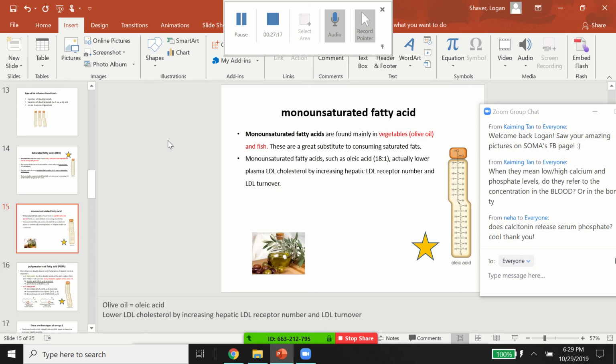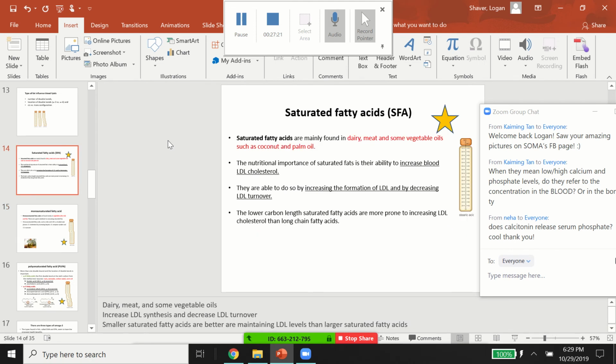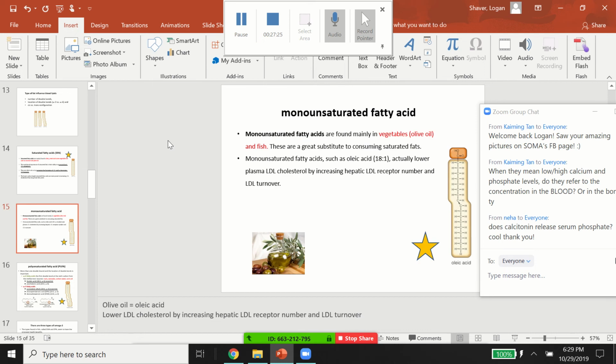So, monounsaturated fatty acids. Wait a minute, this is monounsaturated. I thought I said monosaturated, not monounsaturated. So don't even worry about that thing I was going to bring up. It's not a big deal.